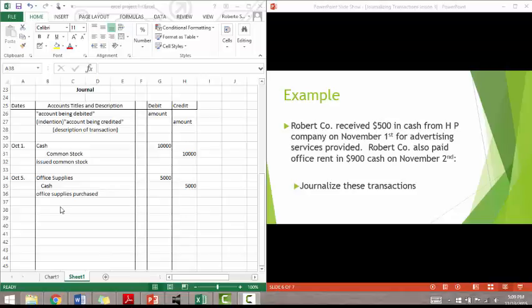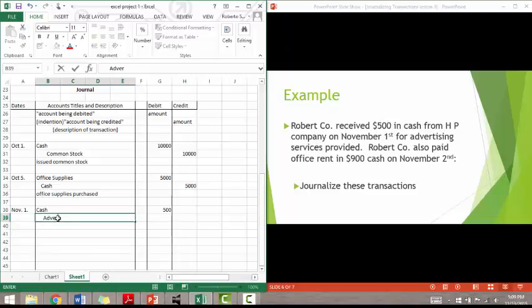On November 1st, Robert Company received $500 cash from HP Company for advertising services provided. Note how now the specific service is presented, this to make the journal more detailed and specific. We know cash is an asset, and if it is being received, it is increasing, being that it is to be debited for $500. As discussed earlier in the course, it is known that services are increasing, being that advertising services are to be credited for $500.